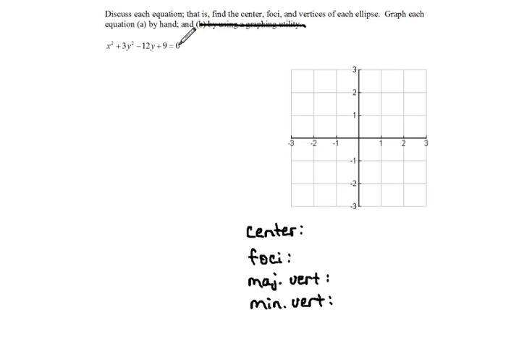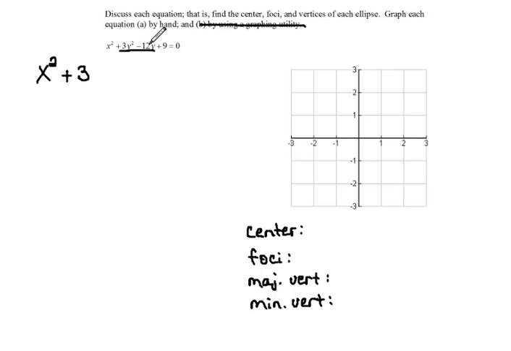Now the nice thing is we don't have to complete the square for both variables, only one. We have to complete the square for the y's because we have a y squared and a y. We don't have to for the x squared. If we had had x squared plus, say, 4x, then we would have had to complete the square for the x's as well. Alright, so what I'm going to do is say we have x squared, we don't have to do anything more with that, plus 3.